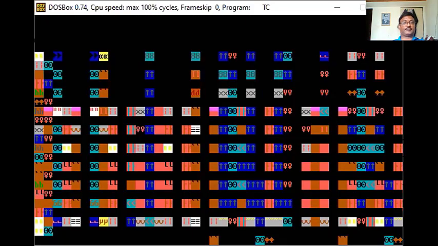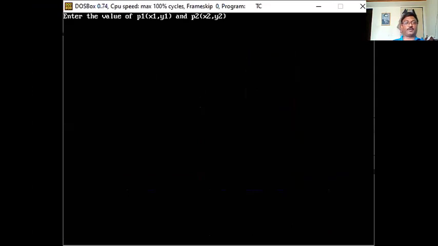So see, enter the value of P1 x1 y1 and P2 x2 y2. I am entering my values, suppose 50 50 and 100 100. So that's my x1 y1, 50 50. Don't put the comma in between. Just put a space. Okay? So that line should be drawn.